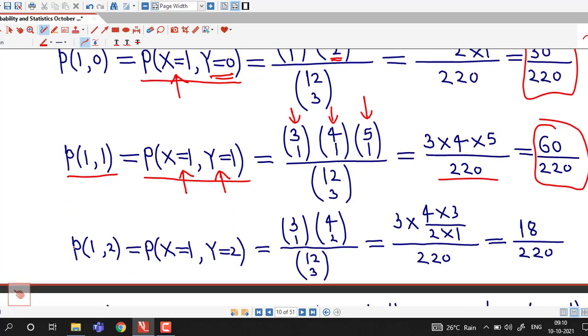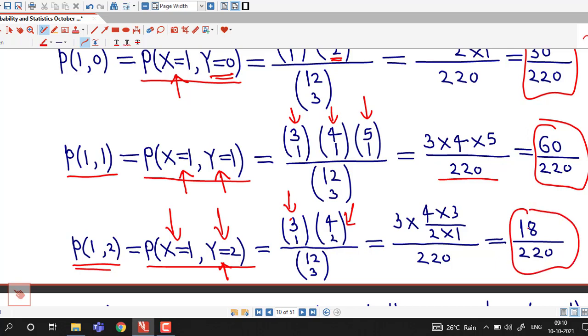Similarly we can find out the remaining values of the joint probability mass function. P of (1, 2) means probability of 1 red ball and 2 white balls. 1 red ball can be selected in 3C1 ways. 2 white balls can be selected in 4C2 ways, and we obtain this value 18 divided by 220 after simplification.